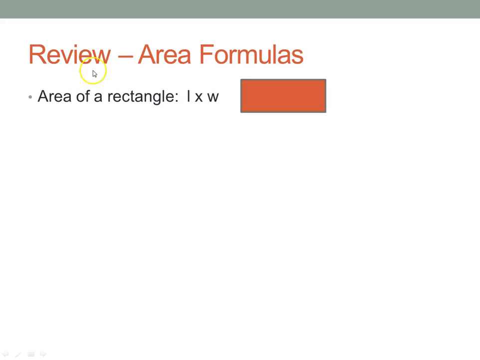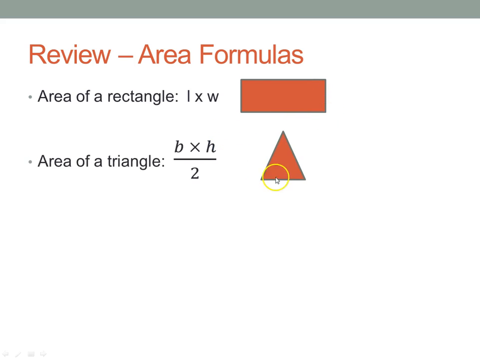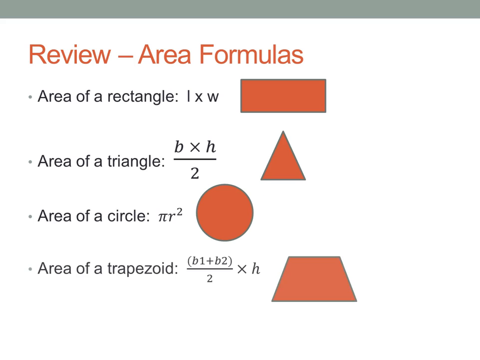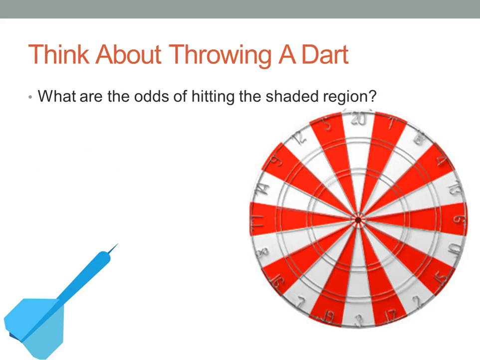Area of a rectangle, length times width. Area of a triangle, base times height divided by 2. Area of a circle, pi r squared. Area of a trapezoid, there are two bases, parallel to each other. Base 1, base 2. Add them up, divide by 2, multiply by height. You might want to do a quick screenshot of this if you don't remember these formulas. You might need them. So let's move on.